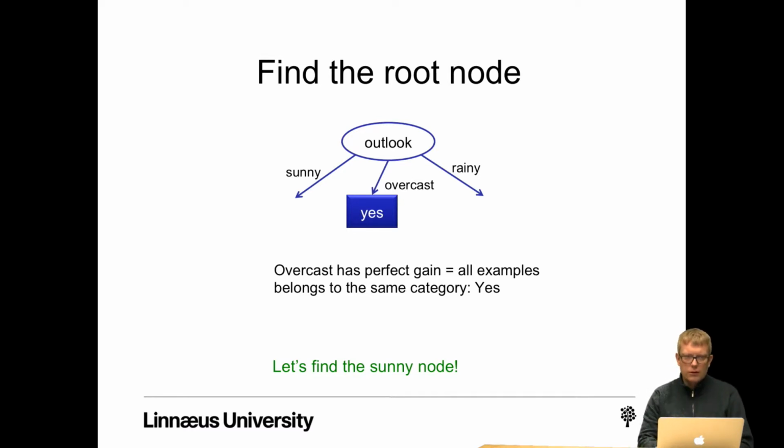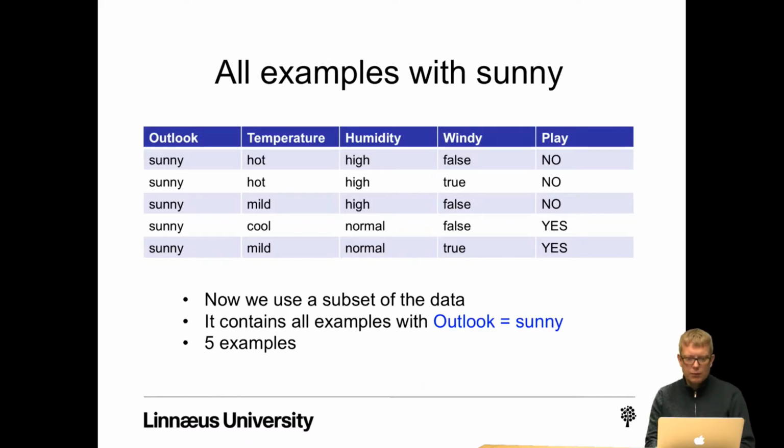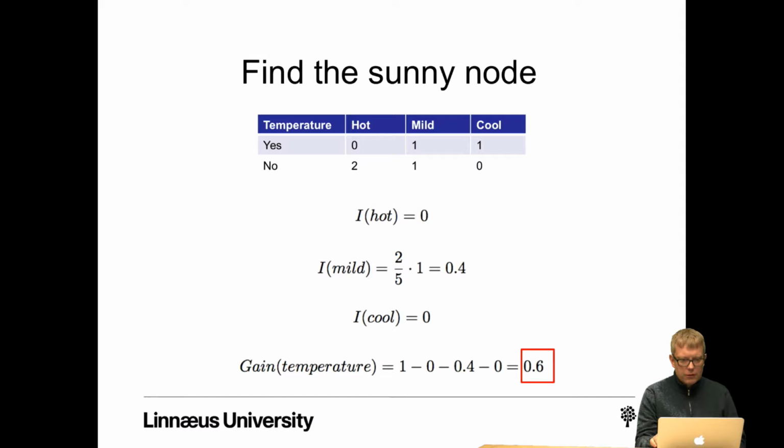And now we need to continue building the branches of the tree. The first branch is if Outlook is sunny, and we take a subset of the data with all the examples where Outlook is sunny, and it's actually only 5 examples out of 14. We take these 5 examples and put them into a frequency table.